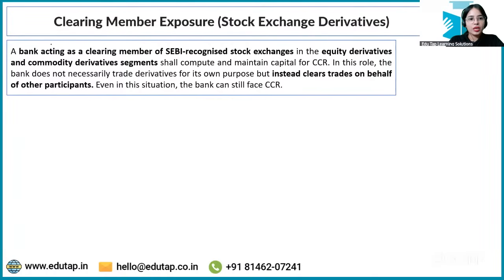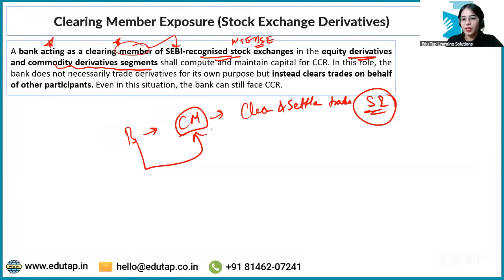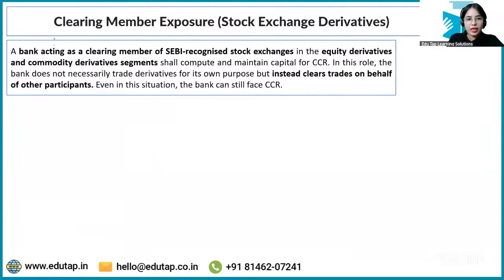Now, clearing member exposure: a bank acting as a clearing member of a SEBI recognized stock exchange. So see, the bank can work as a clearing member. Clearing members are basically the entities that clear and settle the trade in the stock exchange. So a bank acting as a clearing member for NSE, for BSE, in the equity derivatives and commodity derivative segment, is working as a clearing member for the clearing and settlement of the trade. In this case, the bank has to compute and maintain the capital for the counterparty credit risk.